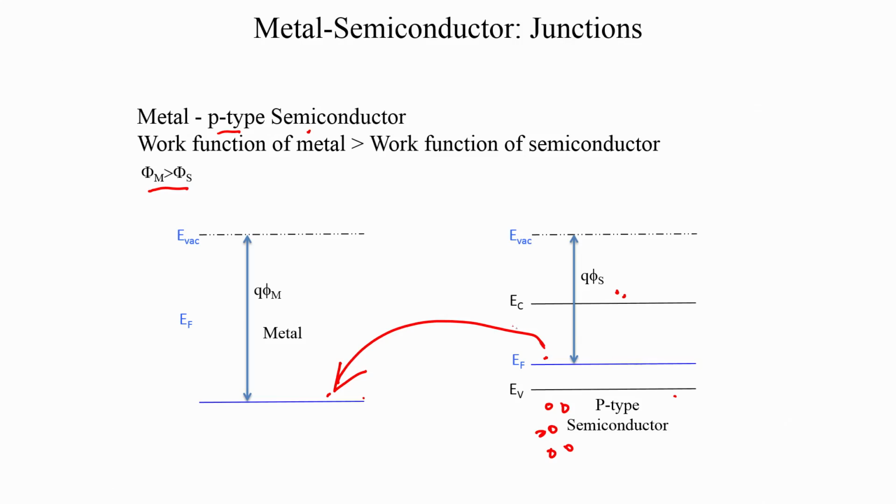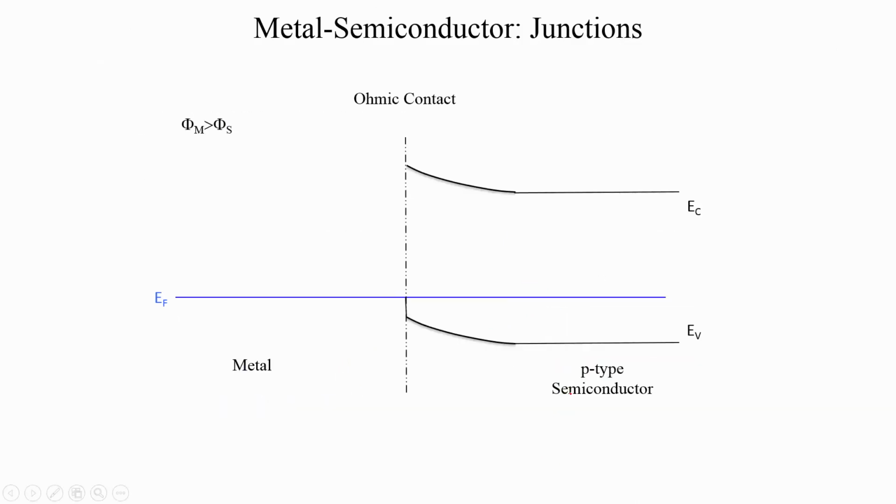If the semiconductor gives electrons to the metal, EC minus EF has to increase, and therefore the conduction band edge will try to move away from the Fermi level. So the band bending would look like this. You have your EF, the EF is aligned, but since the semiconductor gave electrons to the metal, the conduction band edge moves away from the Fermi level and the valence band edge follows.